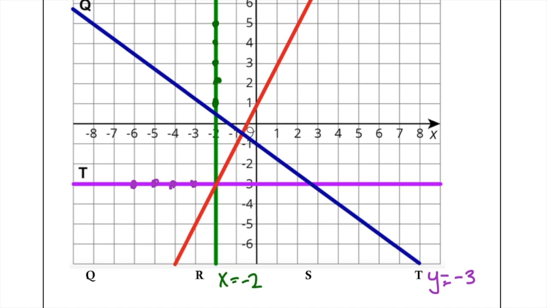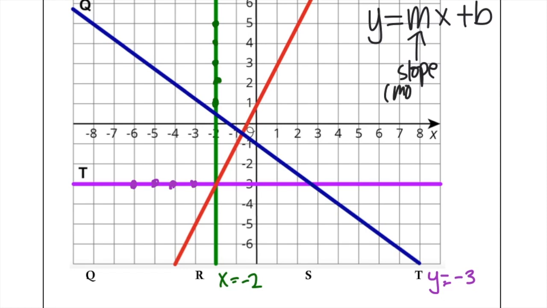Okay? So now that we've got those two out of the way, we're going to take a look at our other lines that are on an incline. And the first thing we're going to do is find the slope. Because as a reminder, lines that are not perfectly horizontal or vertical are in the form y equals mx plus b, where m is the slope, or how much we move with each point, and b is the vertical intercept, or where we begin.